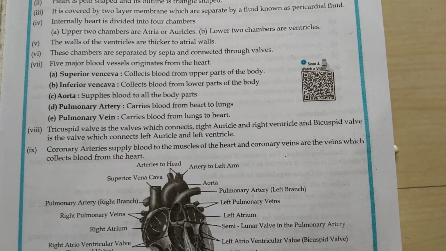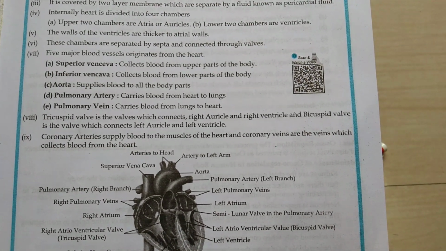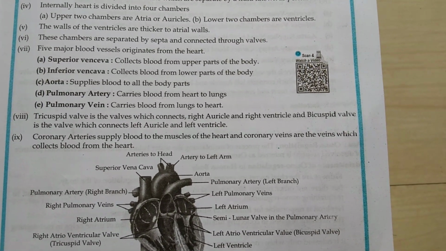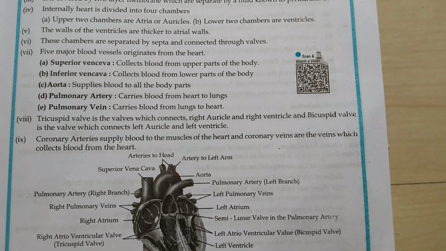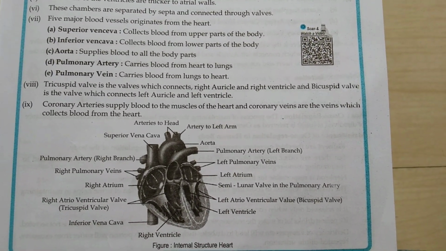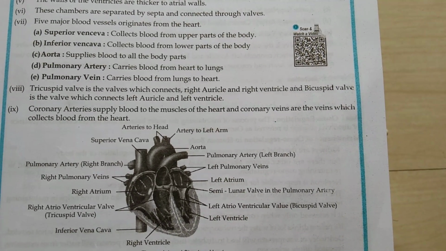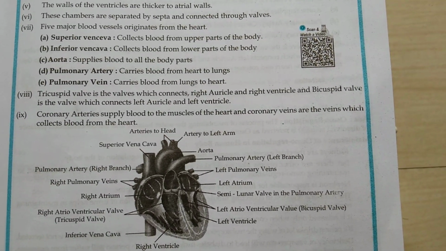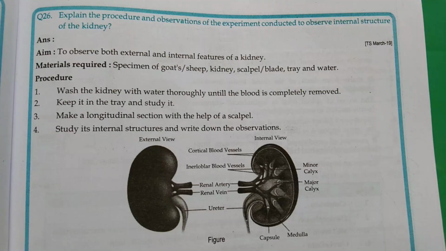Tricuspid valve is the valve which connects the right auricle and right ventricle, and bicuspid valve is the valve which connects the left auricle and left ventricle. Coronary arteries supply blood to the muscles of the heart, and coronary veins collect blood from the heart. Children, you need to draw the structure of the human heart and label the parts. Drawing the structure of the human heart is not difficult. Once you go through a YouTube short, they will show you.